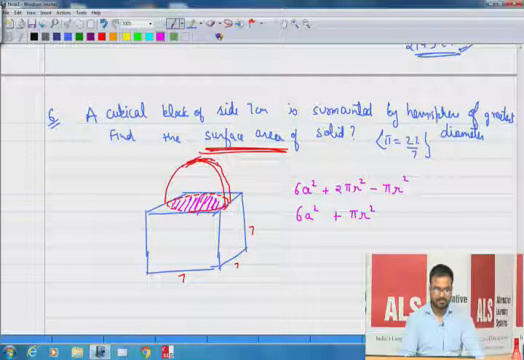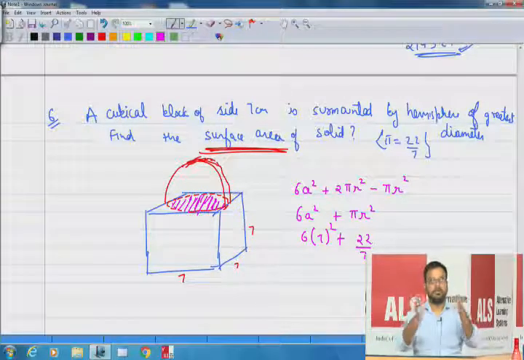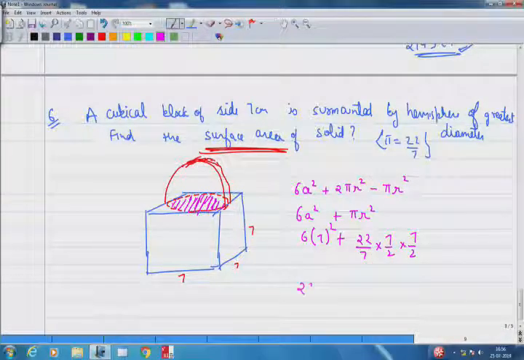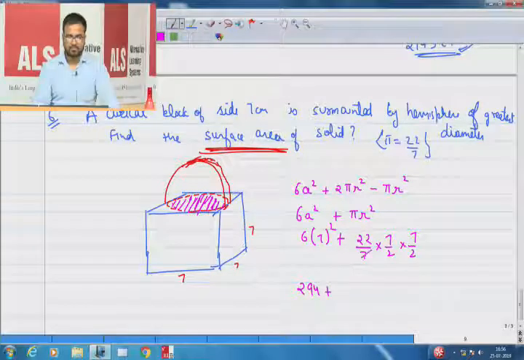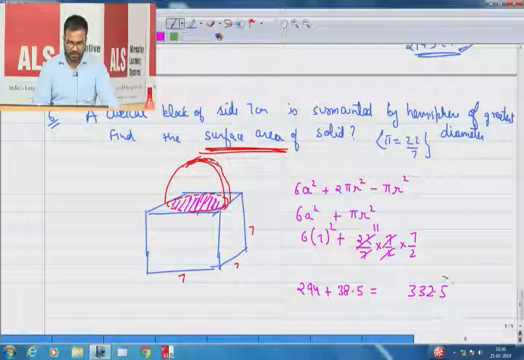Now, just substitute the values. 6 times 7 square plus 22/7, and now the diameter of the hemisphere is 7, so the radius will be 7/2. So 7/2 into 7/2. So that 6 into 7 square, 49 into 6, that will be 294, plus this will cancel out, this will be 77/2 which is 38.5, and that would be equal to 332.5.